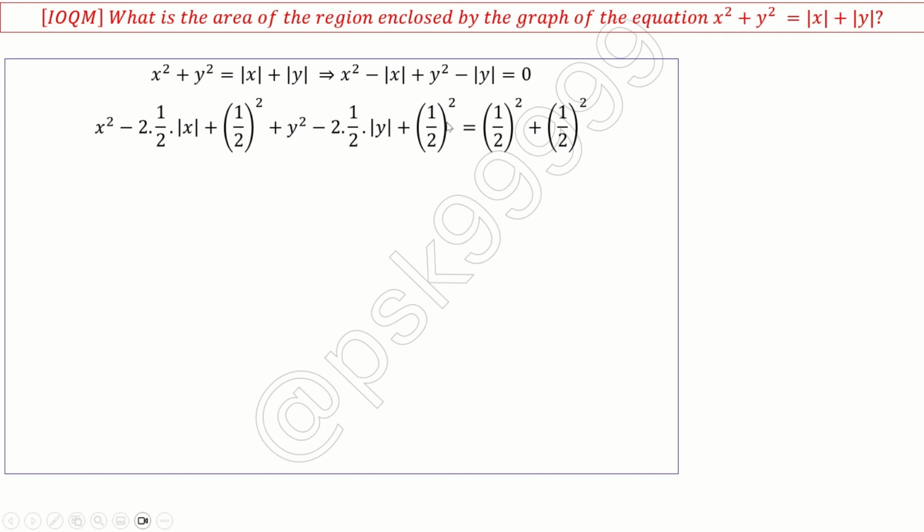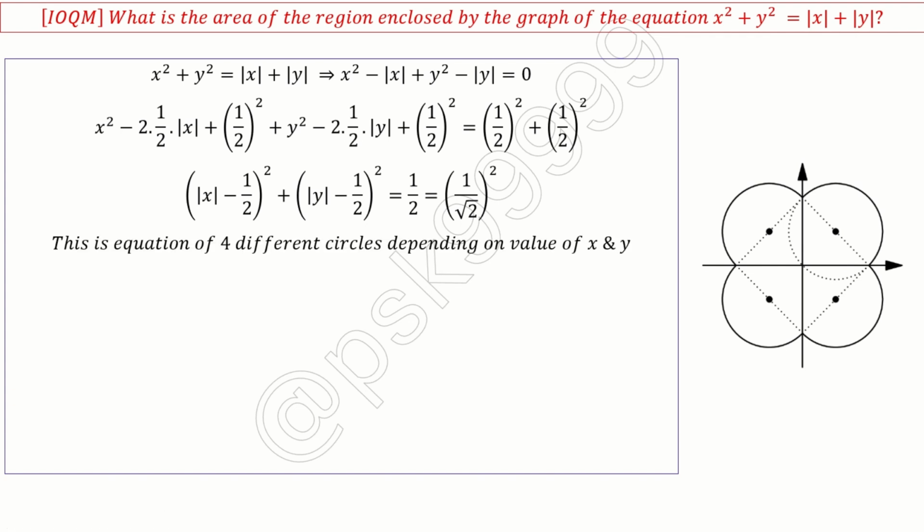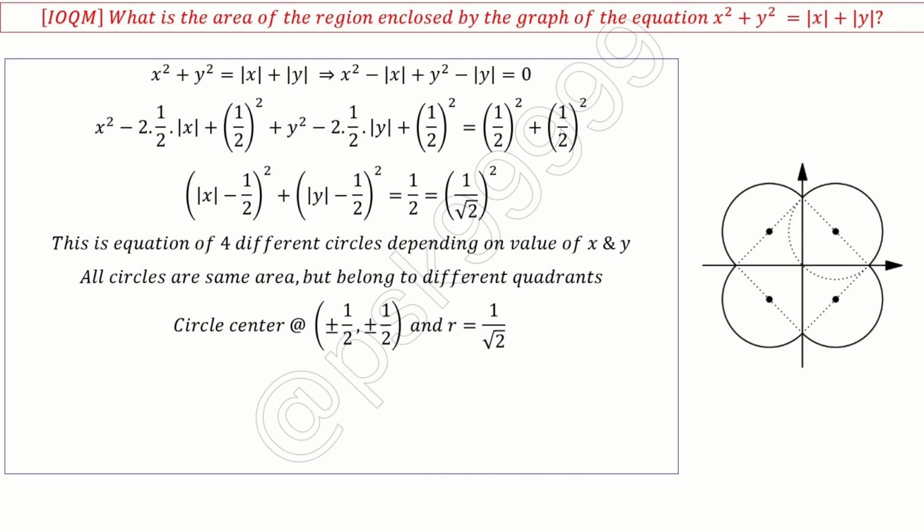Okay. So this looks like now absolute x square, I can write it as absolute x whole square, right? So absolute x minus half whole square plus absolute y minus half whole square, which is equal to 1 by 2. This is nothing but 1 by 4 plus 1 by 4, which is 1 by 2. So that is 1 by root 2 whole square. Now this looks like a circle equation where center is at, correct? Center is at 4 circles basically. Okay. Center is x comma y is equal to plus or minus 1 by 2, comma plus or minus 1 by 2, and radius is 1 by root 2.